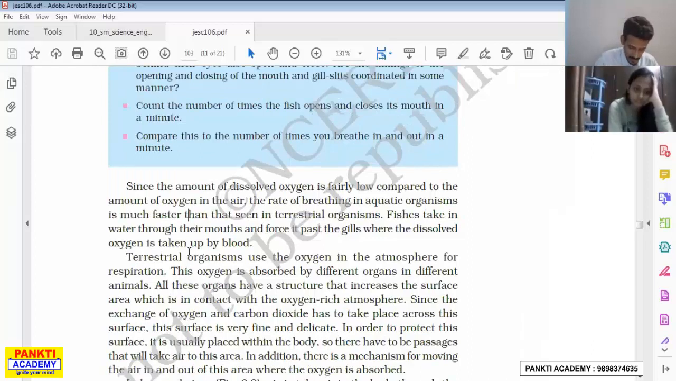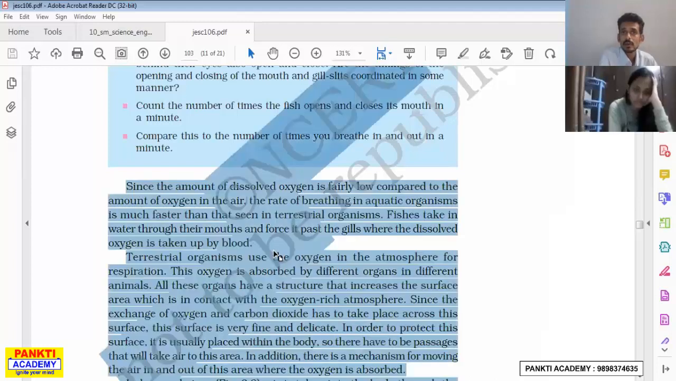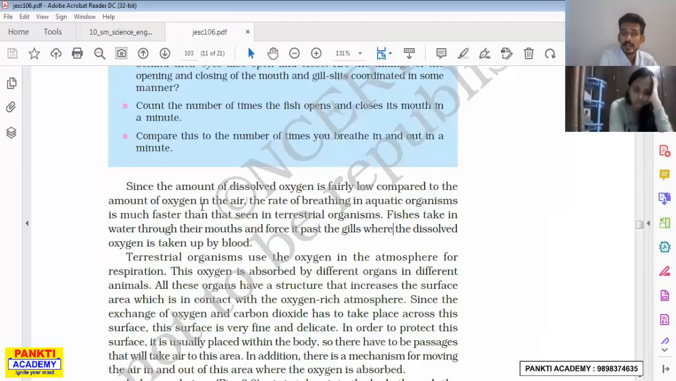Since the amount of dissolved oxygen is really low compared to the amount of oxygen in the air, the rate of breathing in aquatic organisms is much faster than seen in terrestrial organisms. Meaning, 1 mark question, this is important. In an aquatic organism, breathing is much faster compared to a terrestrial organism. Okay, in a water animal and an earth animal, which has the faster breathing? Water animal.